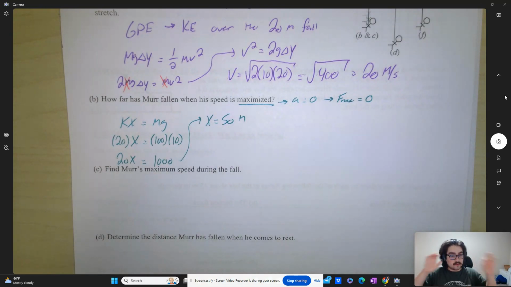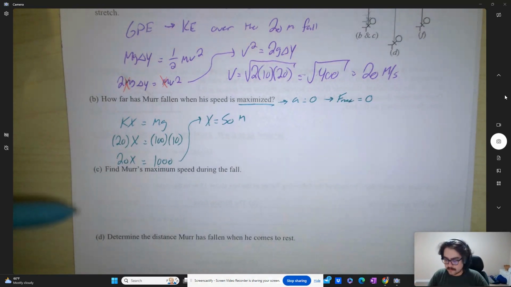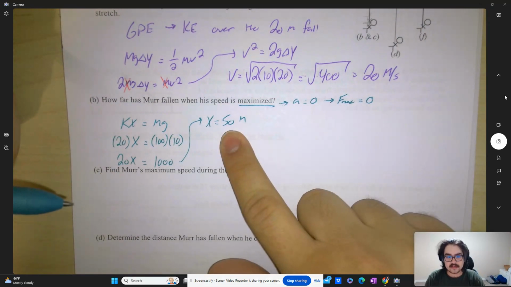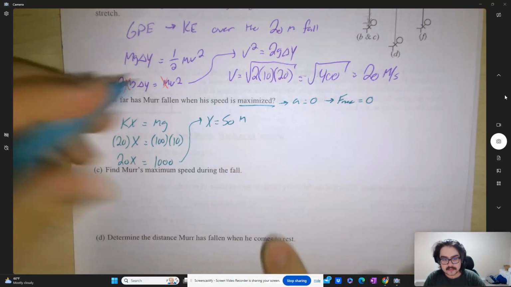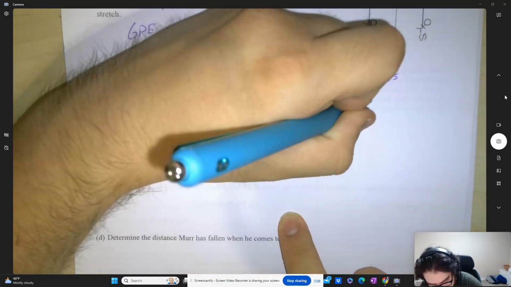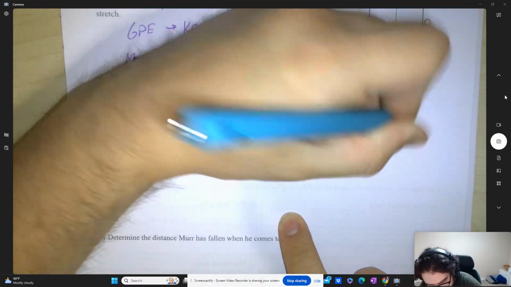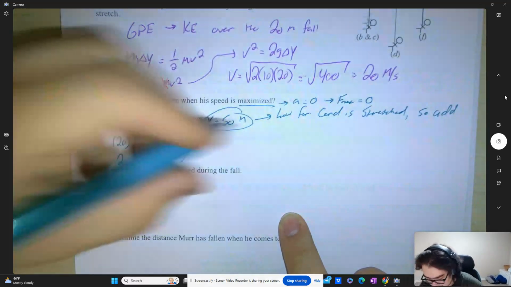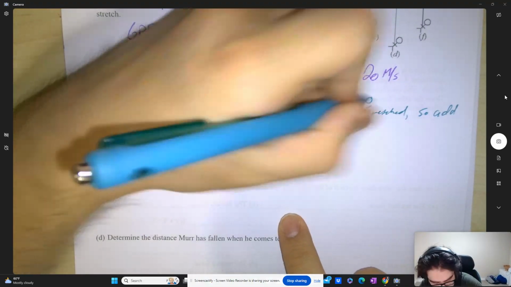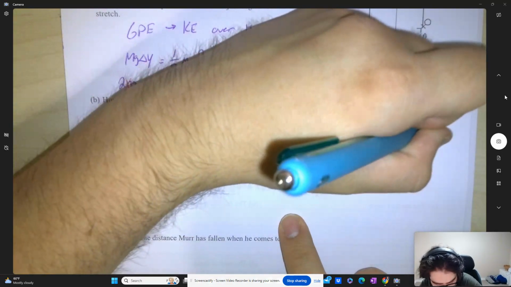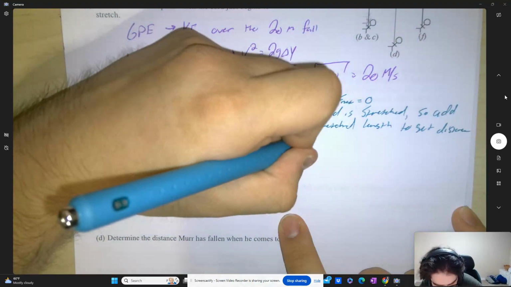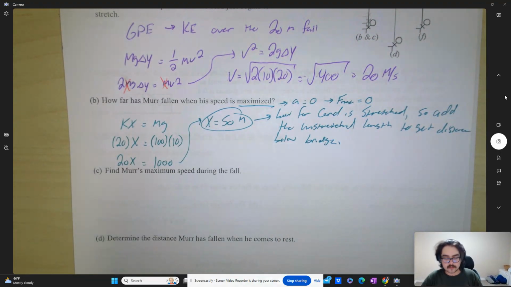Now, we're not out of the woods yet, because this is not how far he's fallen. This is how far the cord is stretched. So add the unstretched length to get the distance below the bridge. Here's x.